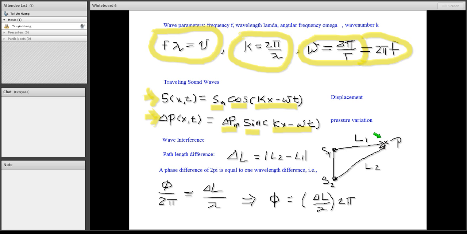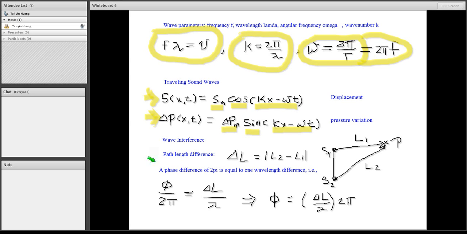To find how they interfere with each other, we found that when the path length difference satisfies certain conditions, then the interference that the observer hears will be different. This is a definition of path length difference: the difference of the distance traveled by these two sound waves. So delta L is the absolute value of L2 minus L1. Whatever extra distance one of the sources has traveled is what we call the path length difference.